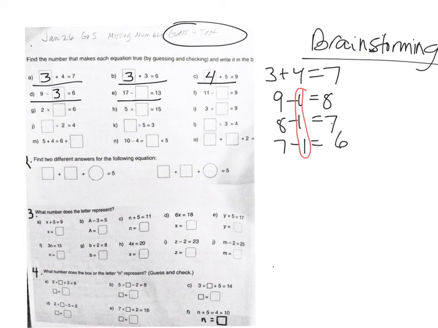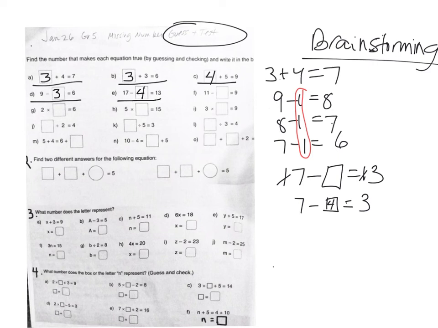Okay, the number here is a little bit bigger. 17 take away an unknown number is 13. Now, you might think to yourself that both 17 and 13 each have 10 because 17 is 10 plus 7 and 13 is 10 plus 3. So you might choose to ignore the 10 and think about this as a mental math strategy. 7 take away what number is 3? And if you know your math facts well, you know that that's 4. And so if 7 take away 4 is 3, 17 take away 4 is 13.